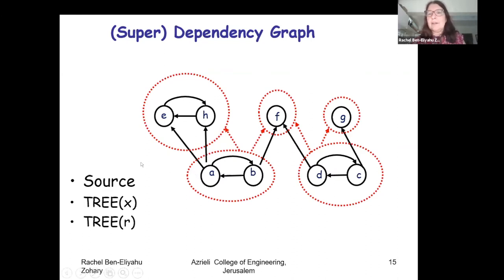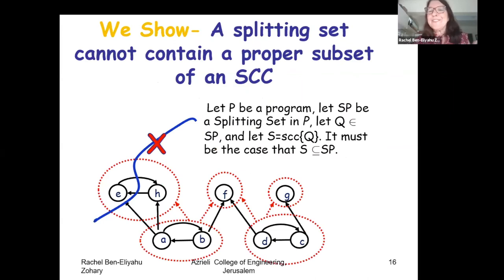So I repeat, the tree of an atom X is all the atoms that have a path to X. Similarly, we can define the tree of a rule R, which is the union of all the trees of the atoms that we have in R. Now, what is the connection to splitting? First of all, a splitting set cannot contain a proper subset of a strongly connected component. If this is a source, it cannot be the case that the splitting set has E but doesn't have H. This is one thing that we can show.